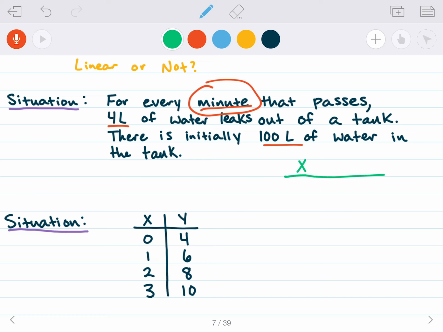So what's our x and our y? Well, again, x is time, always time. So x is going to be the minutes that passed, and y is going to be, well, what's left? How much is in the tank? This is going to be water in the tank.